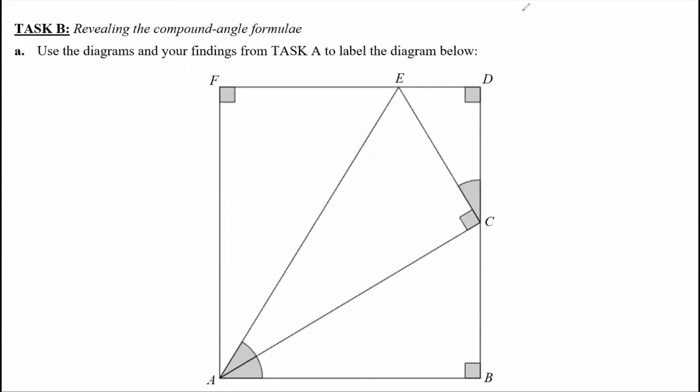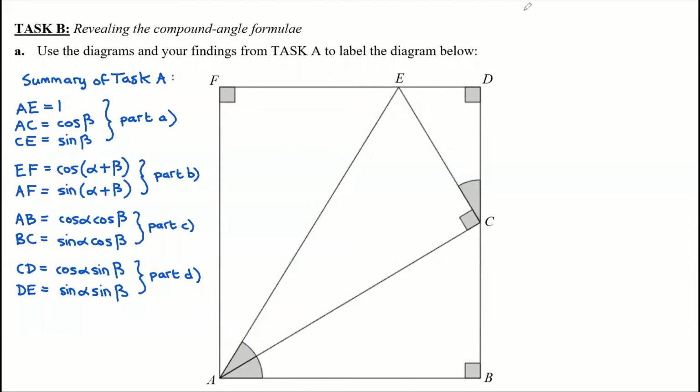Okay, now we have task B. This is another task for you guys. What I'd like you to do is use everything you found in task A to label this diagram that's presented to you. Okay, so pause the video and see if you can label the sides based on the information you found in task A. Okay, good. Right, so you've had a go at that. Let's have a look at the solution.